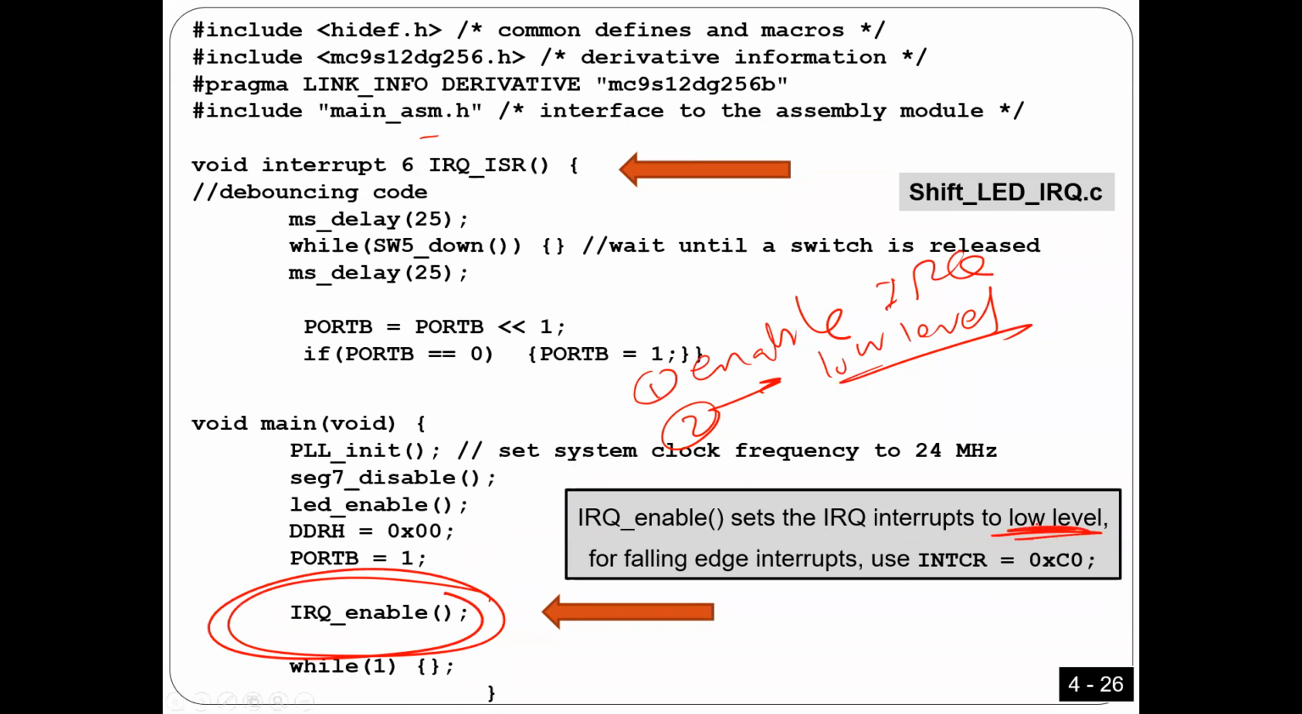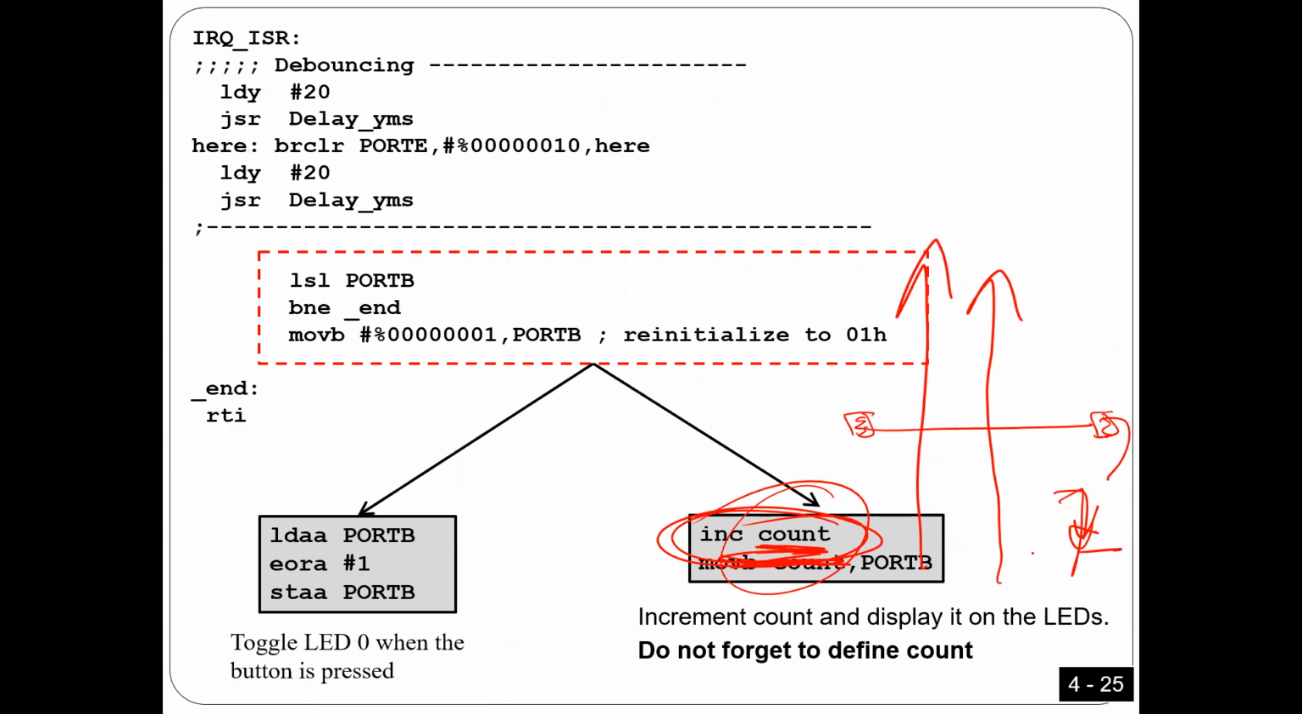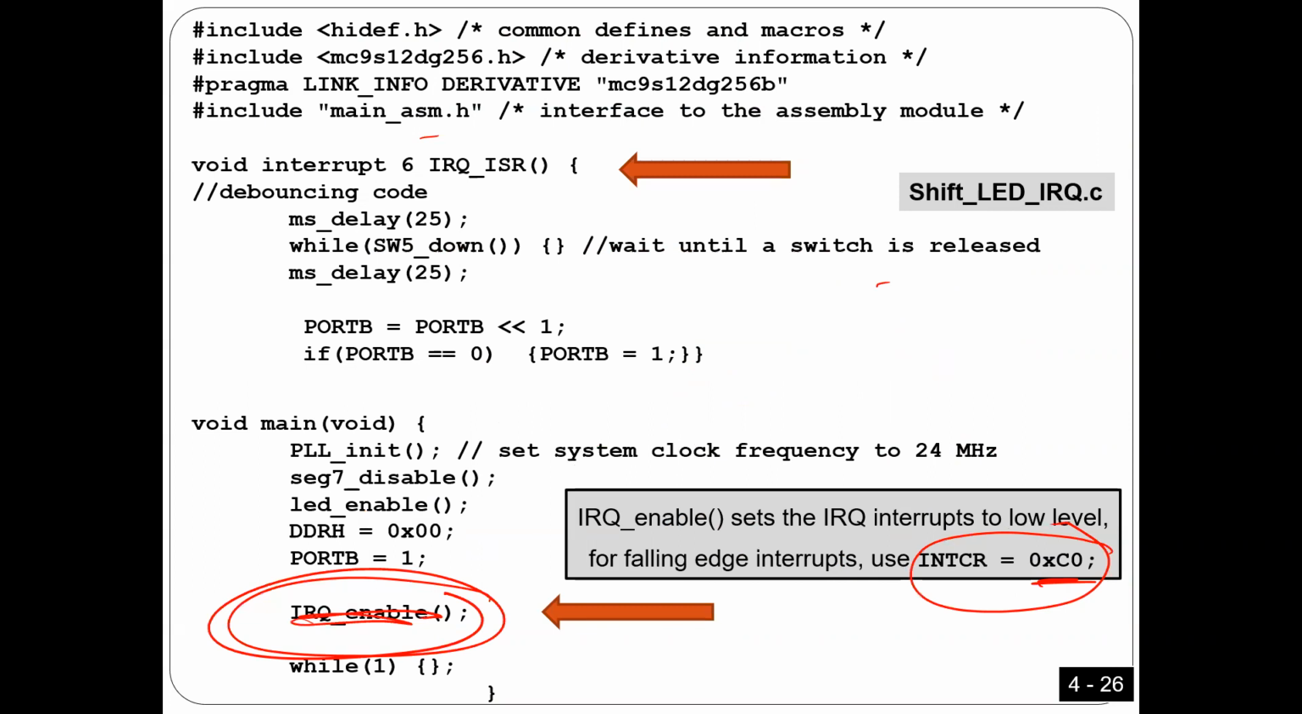Okay, the question is, what if I want to make it for falling edge instead of low level? Instead of using the function, you can try to write something like that: interrupt control register equals C0. This one is exactly equivalent to this one here. For some reason in the past, in very rare cases, this one didn't work with us.